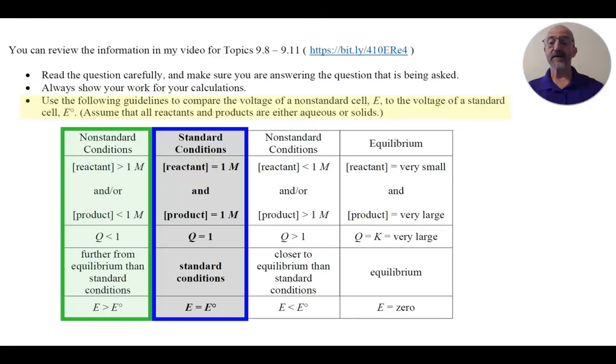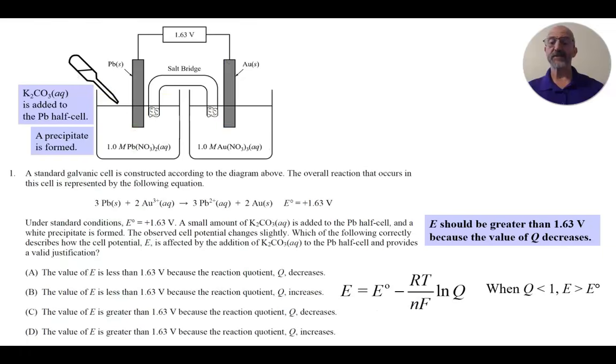Lead ions are the product of this reaction, and the concentration of the lead ions decreased, causing Q to become less than 1. This takes the cell further from equilibrium than standard conditions, and the cell potential is greater than the standard cell potential. All right, let's go ahead and choose the correct answer to question 1.